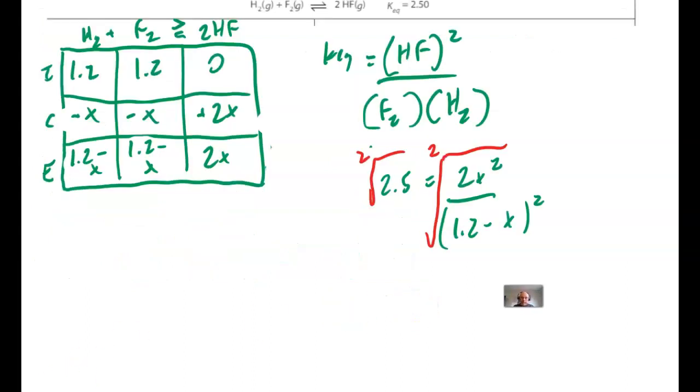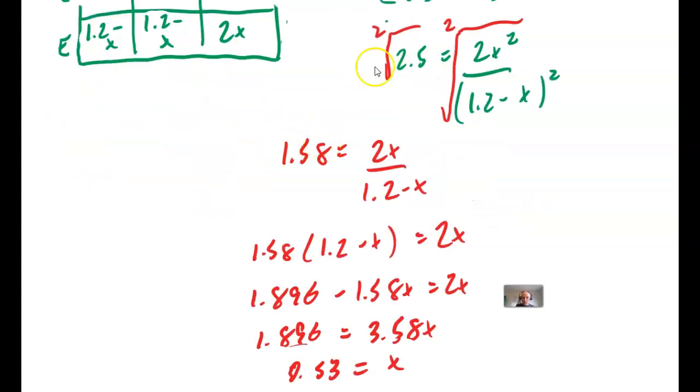And the reason I put 1.2 minus x in parentheses squared is it makes this a little bit easier to solve. The numerator is squared, and so is the denominator: 2x squared over 1.2 minus x squared. So if I take the square root of both sides, that will take away the exponents from the right, and of course, I end up with the square root of 2.5 on the left.